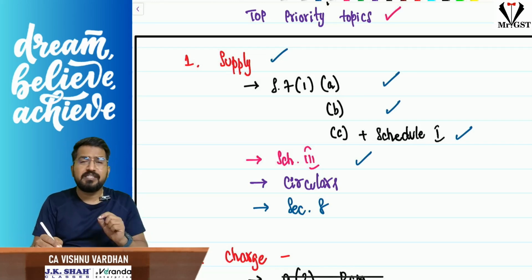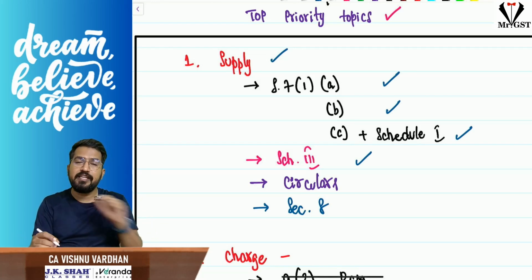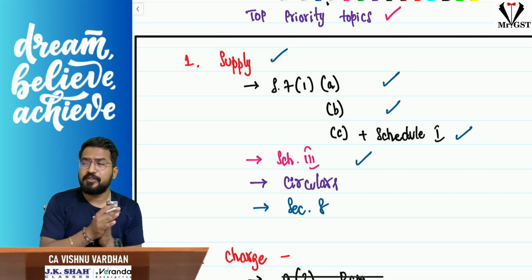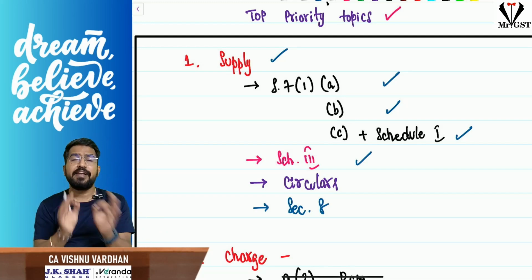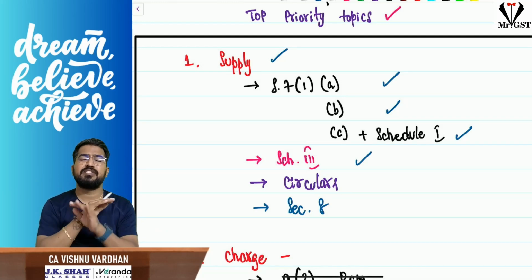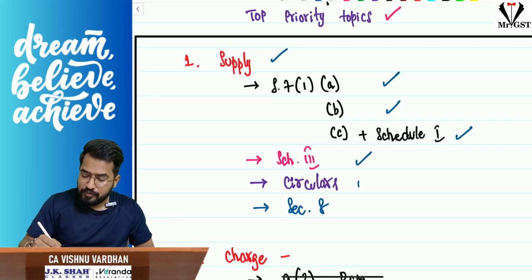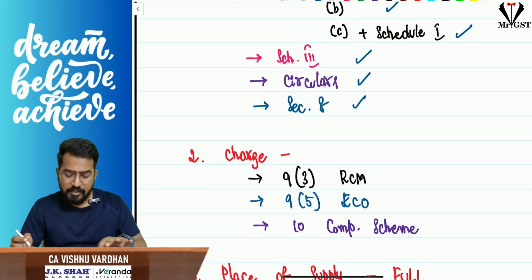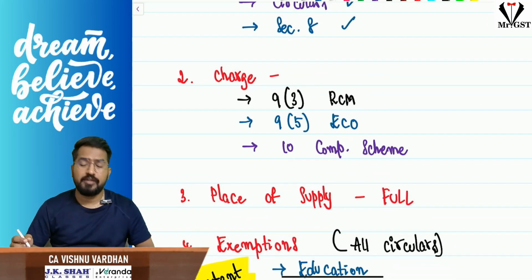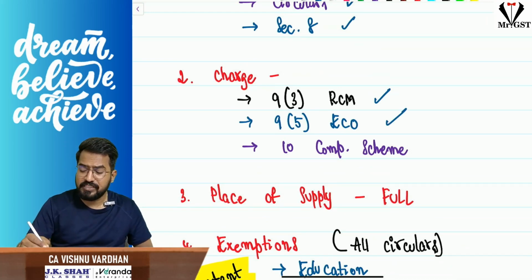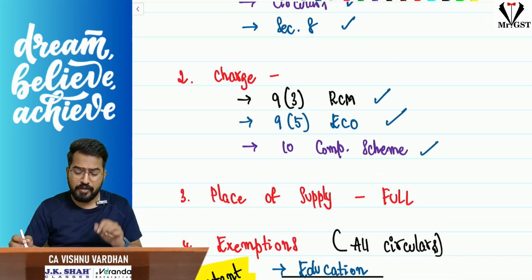Next, please understand, not only in this chapter, any chapter for that matter, the latest circulars whatever you see in your syllabus are damn important for your exam. So the circulars of this particular chapter, next section 8 is going to be important, and next chapter number 3, that is charge. So charge topic 9 subsection 3, 9 subsection 5, section 10 fully are top priority topics.